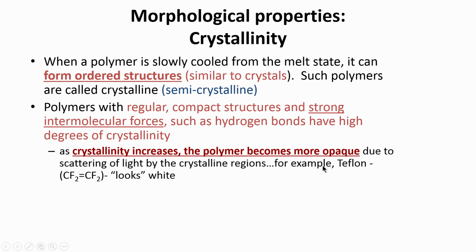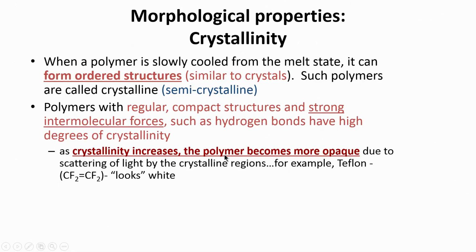Next we are going to talk about crystallinity, which is again a very important property when we talk about drug delivery. When a polymer is slowly cooled from a melt state, it typically forms an ordered structure. These are similar to crystals. Such polymers are called crystalline, or semi crystalline, and polymers with regular compact structures and strong intermolecular forces like hydrogen bonds or ionic interactions have a very high degree of crystallinity. Essentially what it means is as the polymer chains are interacting more and more, they are coming closer and closer and packing very well, and that results in the polymer being highly crystalline.